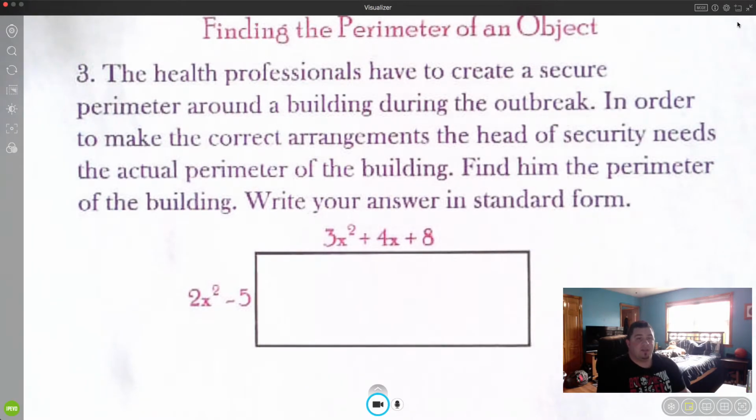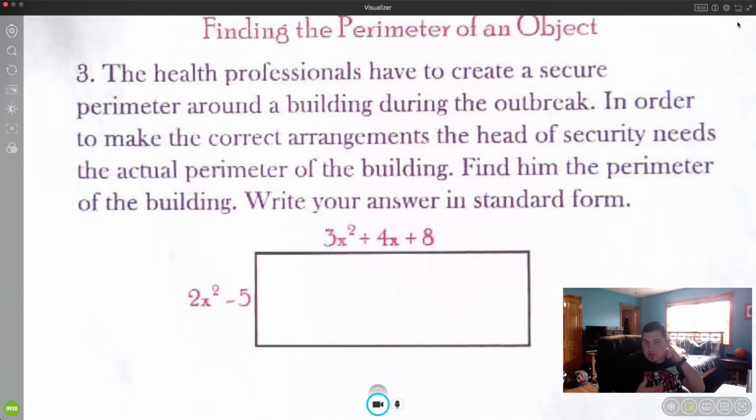Okay, so in this problem it says the health professionals have to create a secure perimeter around a building during the outbreak. In order to make a correct arrangement, the head of security needs the actual perimeter of the building. Find him the perimeter of the building, write your answer in standard form.